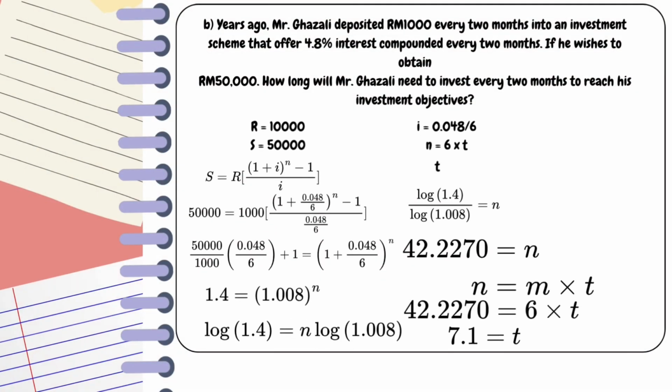For question B, years ago, Mr. Ghazali deposited RM1,000 every 2 months into an investment scheme that offered 4.8% interest compounded every 2 months. If he wishes to obtain RM50,000, how long will Mr. Ghazali need to invest every 2 months to reach his investment objective? For this question, we use the formula S equals R[(1 plus I) to the power of N minus 1] over I. And the value of N is 42.2270. To find T, we use the formula N equals M multiplied by T. And the final answer is T equals 7.1.